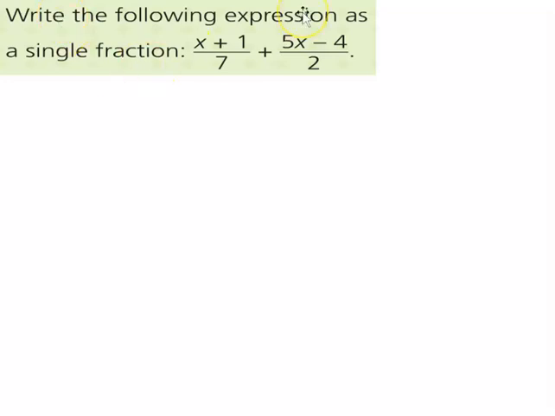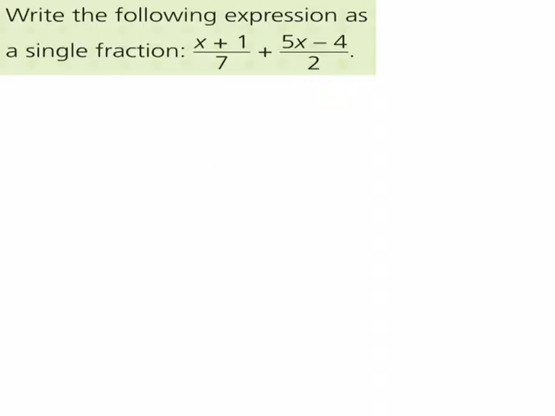Write the following expression as a single fraction. x plus 1 over 7 plus 5x minus 4 over 2. So a harder question, but done in the exact same way. We're going to start by getting the multiples of 7, then the multiples of 2, the multiples of the denominators, and finding the LCM, the lowest common multiple, will give us the common denominator.